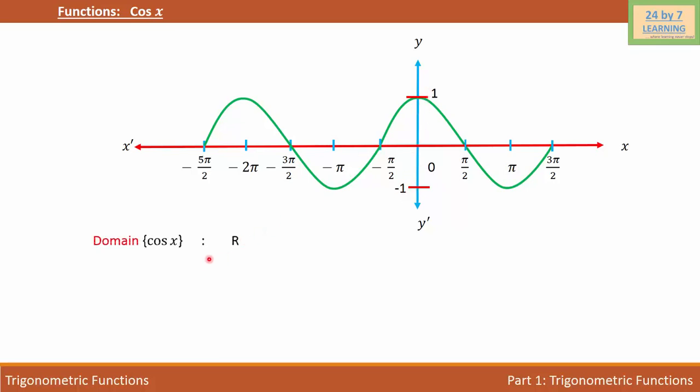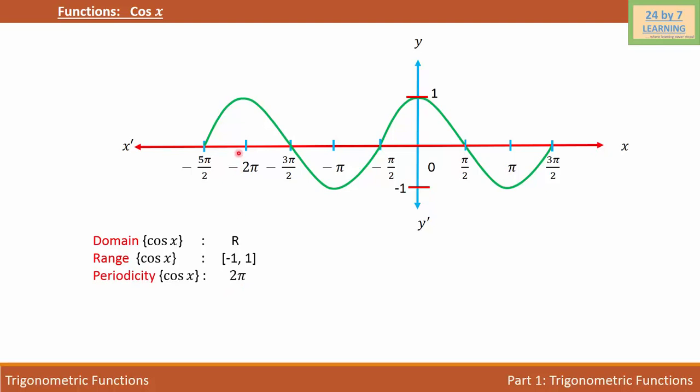The domain of the cosine function is R because it is defined for all the values on the x-axis, and the range is negative 1 to 1 because the cosine function gives the value negative 1, which is the minimum value, and the maximum value is 1. So basically, the value of the cosine function lies between negative 1 and 1. The periodicity of the cosine function is 2 pi because the cosine function repeats itself at an interval of 2 pi.